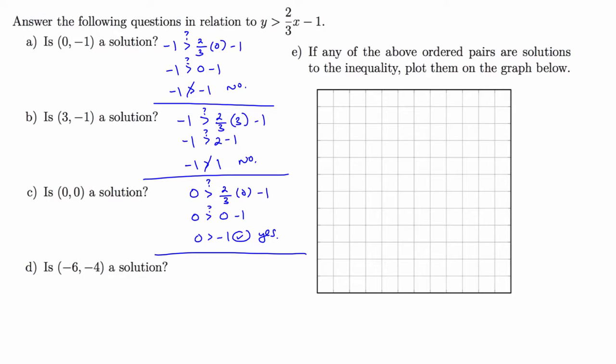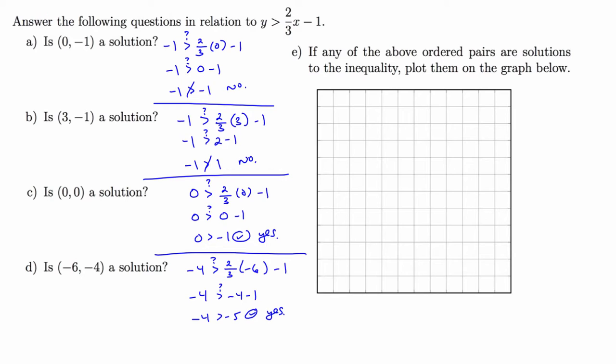And finally in part D, is negative 6, negative 4 a solution? Substituting negative 4 for the y, substituting negative 6 for the x, we're trying to check, is negative 4 greater than 2/3 times negative 6 minus 1? Well, 2/3 times negative 6 is negative 4, and negative 4 minus 1 is negative 5. So the question before us was, is negative 4 greater than negative 5? And the answer to that again is yes.